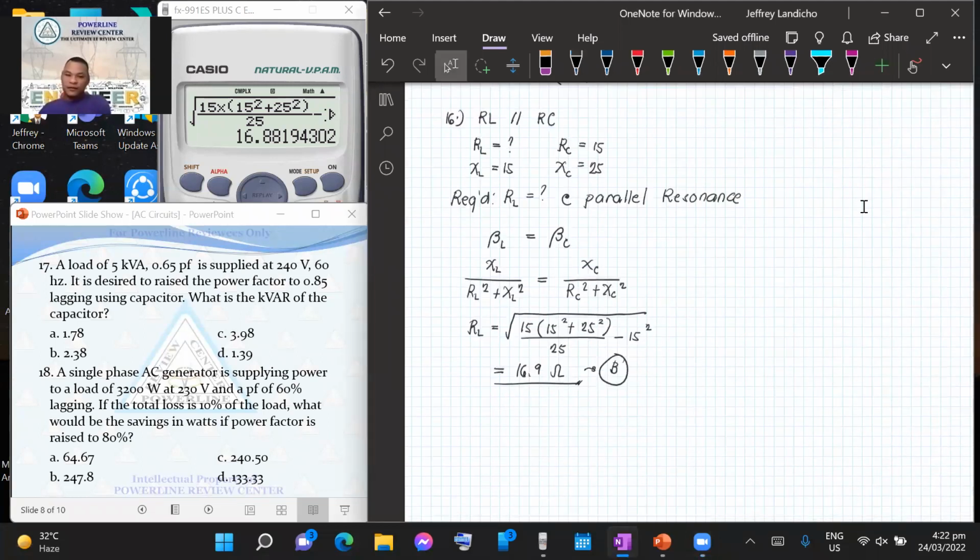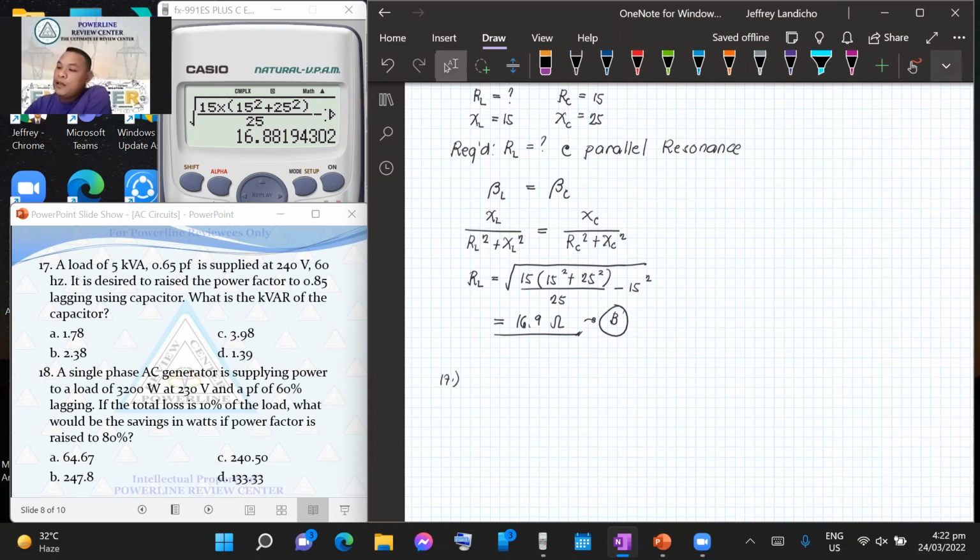Okay, so for number 17, we have a load of 5 kVA, 0.65 power factor is supplied 240 volts, 60 hertz. It is desired to raise the power factor to 0.85 lagging using capacitor. So what is the kVAR of the given capacitor? So let us consider for problem number 17.